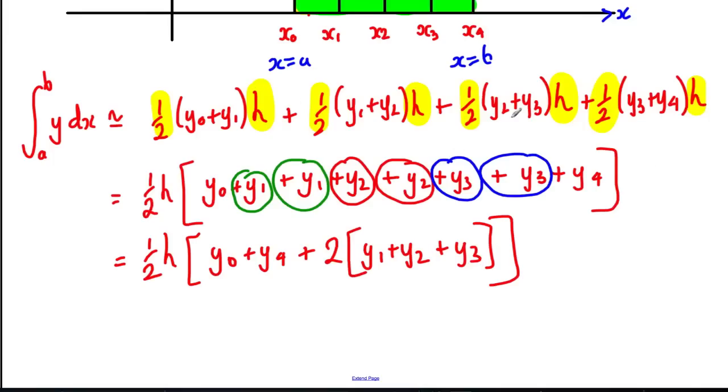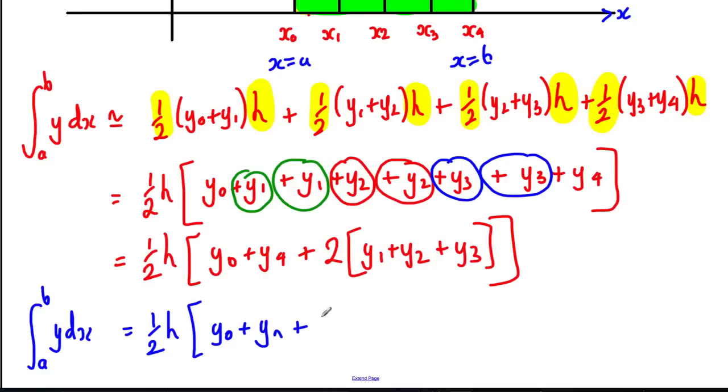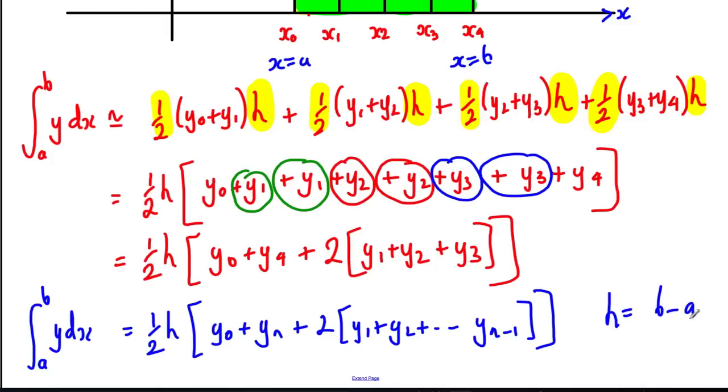Now obviously, if we split into not 4 strips but n strips, the same formula would apply, and I'm just going to write that formula. This integral here would be a half h, y0 plus yn, plus 2 lots of y1 plus y2 dot dot dot to yn minus 1, where h is b minus a over n. h is the width of each strip, so it's the total width of the gap divided by how many strips you've got. Okay, so that's where this formula comes from, which is given to you in the formula booklet.